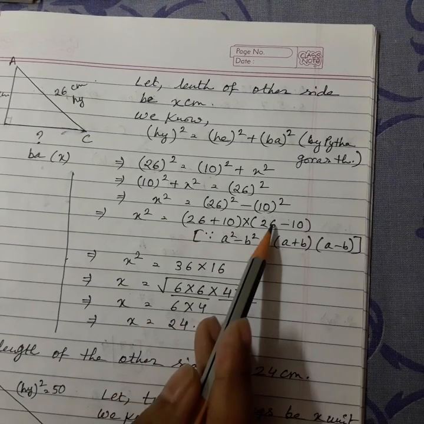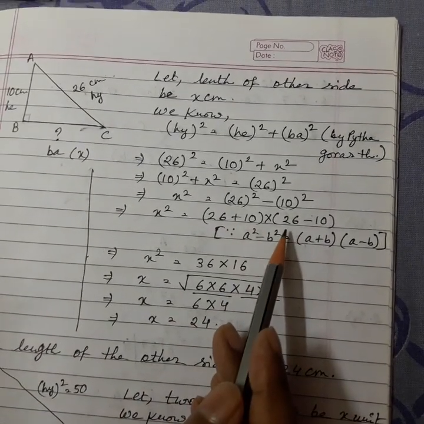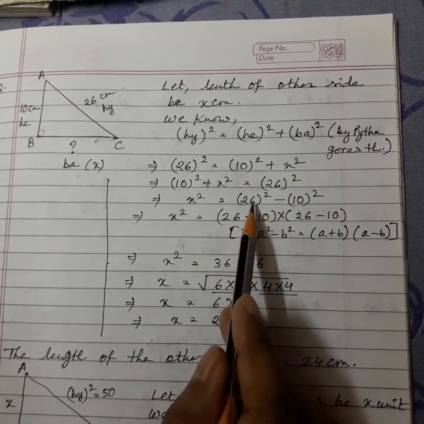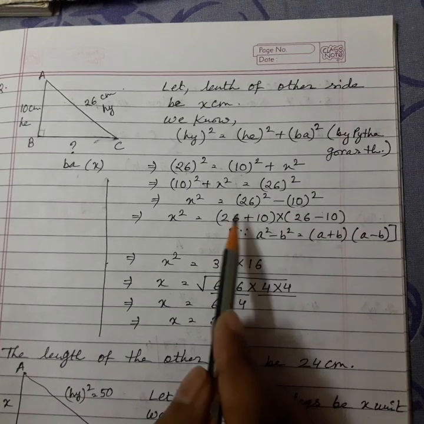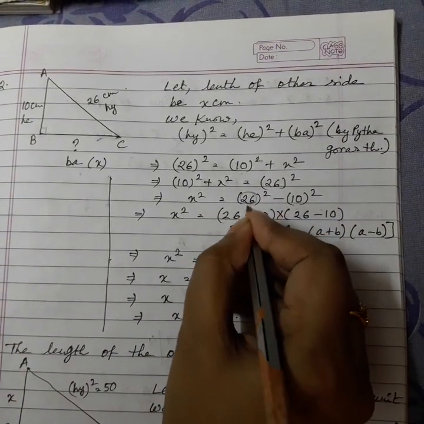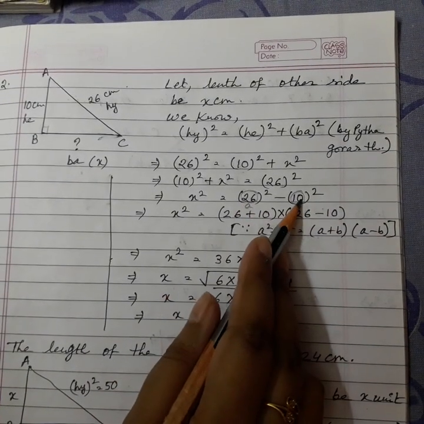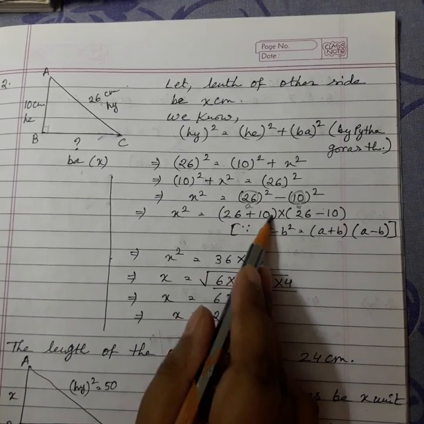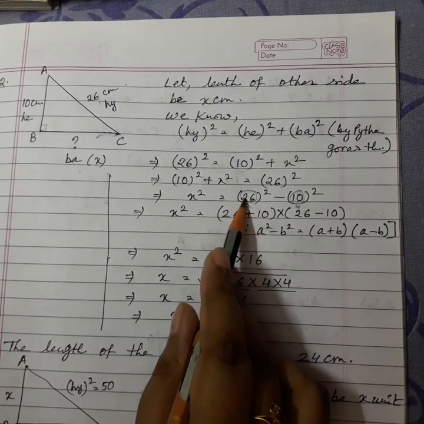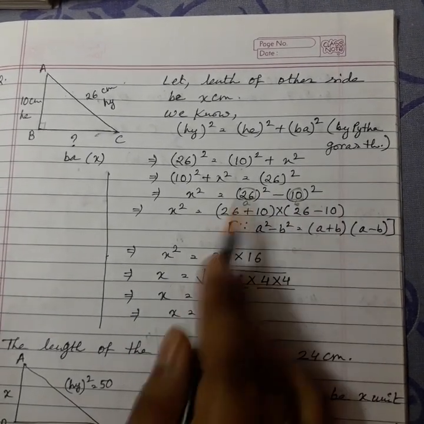But here I have put one formula which you will learn in higher class. It will be easy to solve the calculation, that's why I have applied it. So x square equal to, this form is coming a square minus b square. It's coming a plus b into a minus b. 26 means a and 10 means b. a square minus b square, so it's coming a plus b into a minus b. According to you, you can also solve 26 into 26, 10 into 10. Direct calculation you can do without doing this.